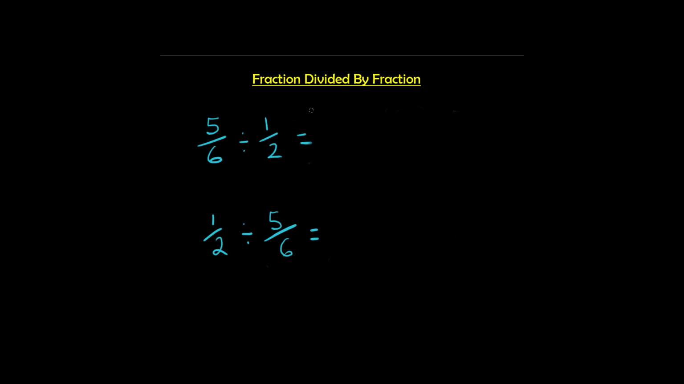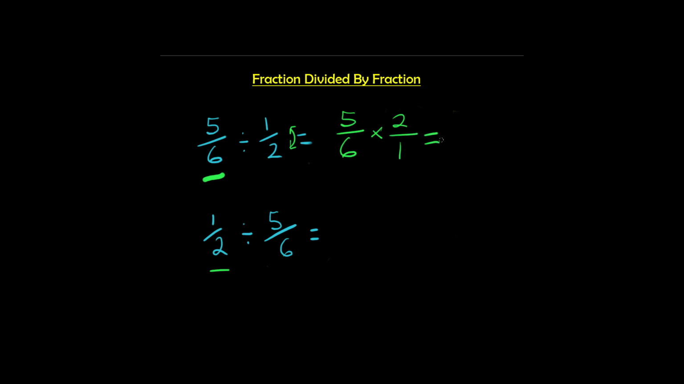We're going to start out with 5/6 divided by 1/2. Our rules are going to be to leave our first number the same, so we're going to rewrite our 5/6 just the way it is. The second rule is to switch our sign, from divide to multiply. And the third is to flip this number upside down. It's called the reciprocal. So we're going to flip that over to 2/1.